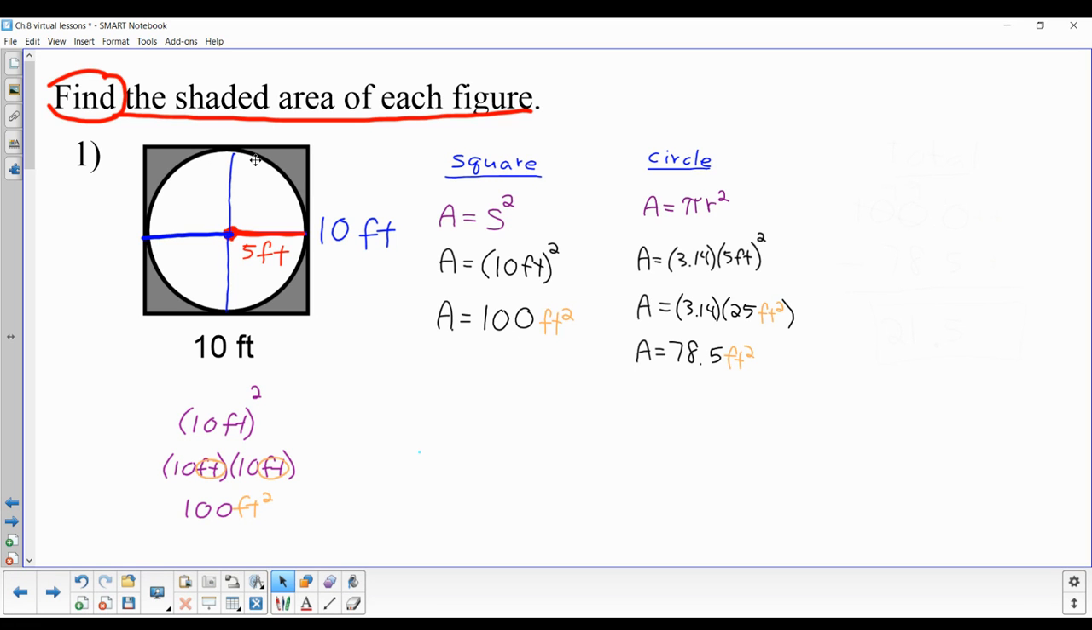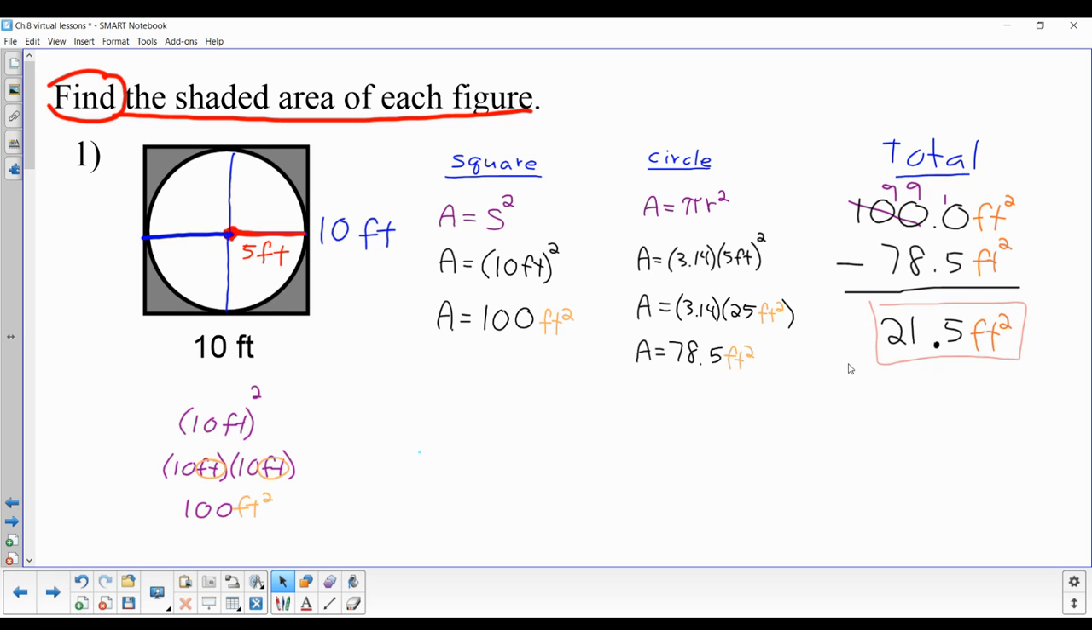Which means when we go to find the total, and again, please keep your work organized, we do the area of the square, 100 feet squared, minus the area of the circle, 78 and 5/10 feet squared, and then you subtract. Remember to line up your decimal points, remember to borrow, and you get 21 and 5/10 feet squared.